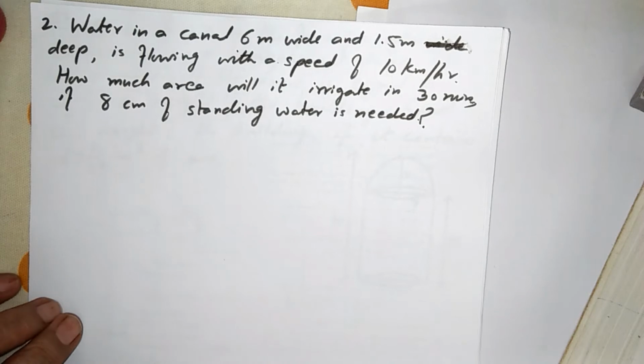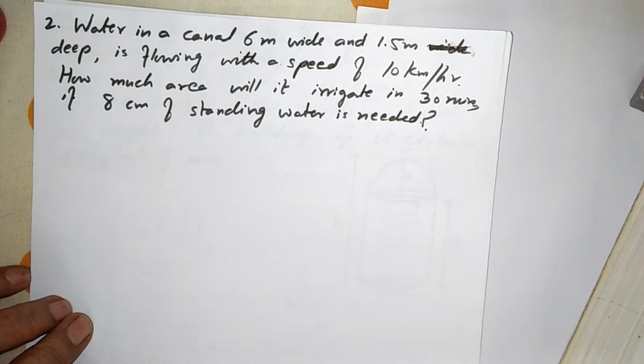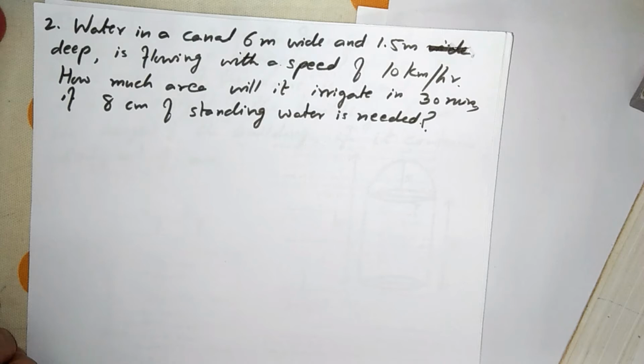Question number 2 is, water in a canal 6 meter wide and 1.5 meter deep is flowing with the speed of 10 km per hour. How much area will it irrigate in 30 minutes if 8 centimeters of standing water is needed?